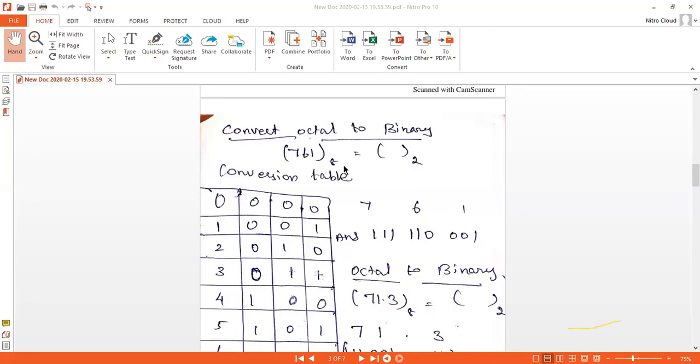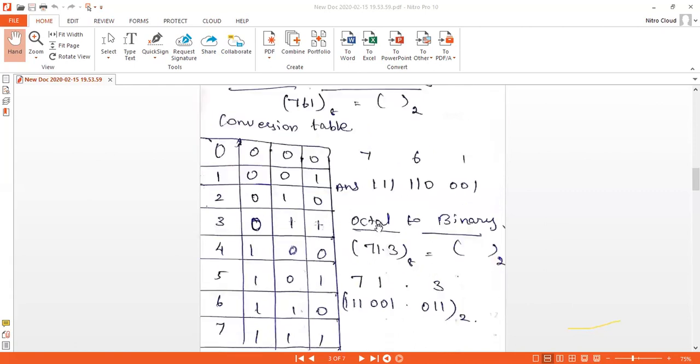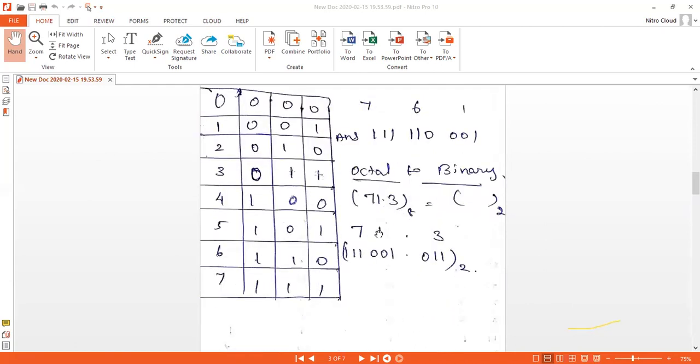Is it clear? In a single step, we arrived at the answer. If it is clear, type S in the chat box. Just look at the table and write it. This is for a normal value, and the same logic applies when a decimal value comes.